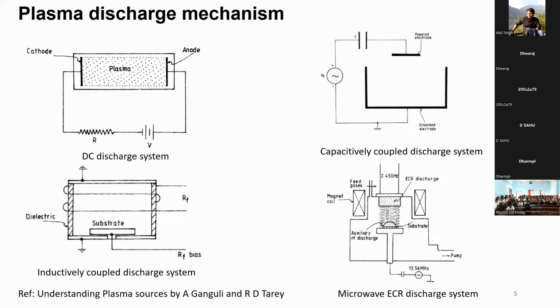These systems are very popular for different types of material processing. The frequency that is generally applied is RF, or radio frequency, in megahertz. In this one, again an RF voltage is applied. We call it an inductively coupled discharge system.